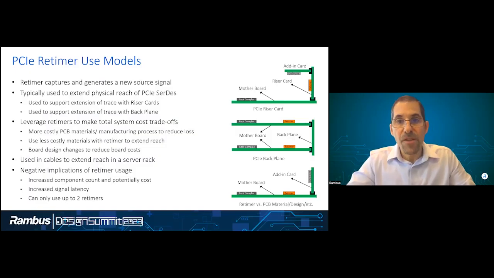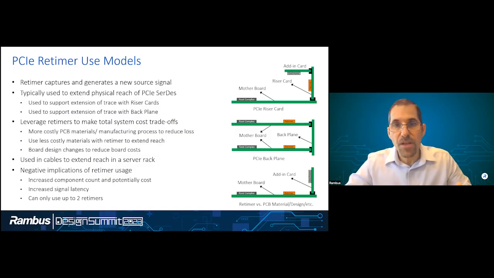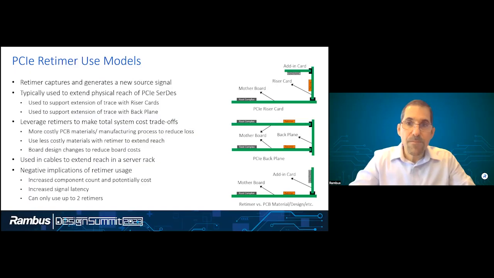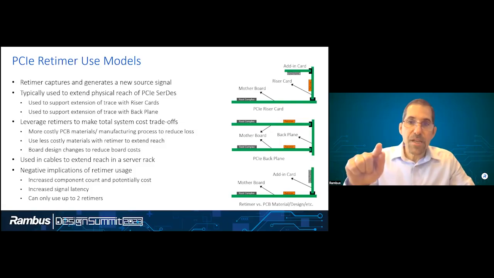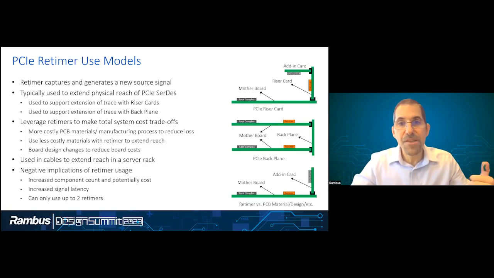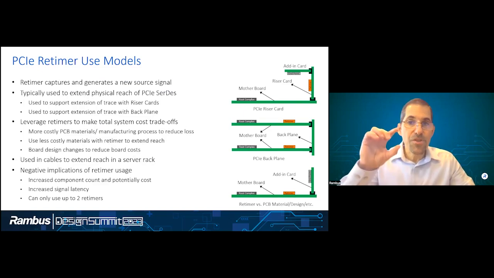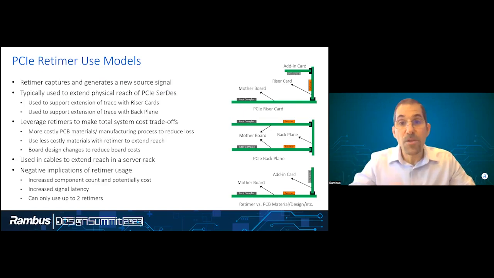So the top one is a riser card. What this is showing is a motherboard with the approximate dimensions I talked about in the previous slide. And then there's a card vertically here, and then the adding card goes into it. So that reach is going to be longer than the roughly 16 to 18 inches of trace that we talked about vis-a-vis the spec. And you'll see that the orange little chip on the riser card, that's called a retimer. So that's one application for a retimer, where you're actually extending the reach using a riser card.